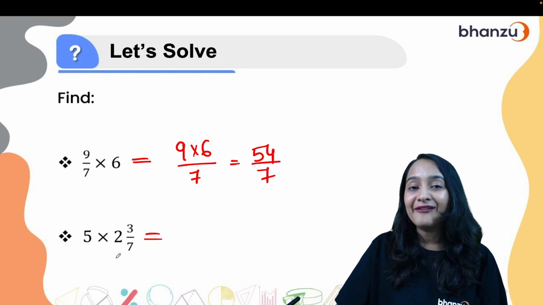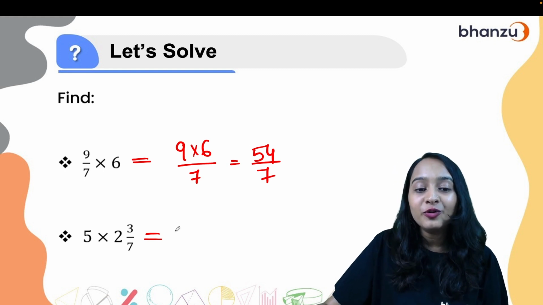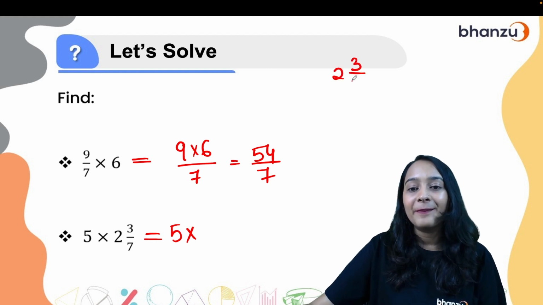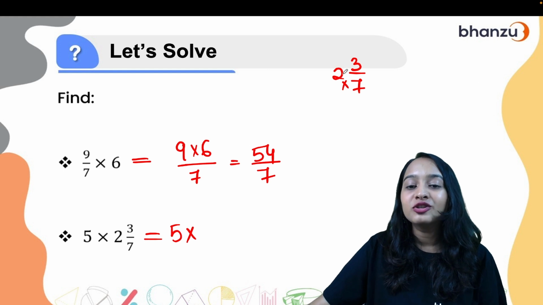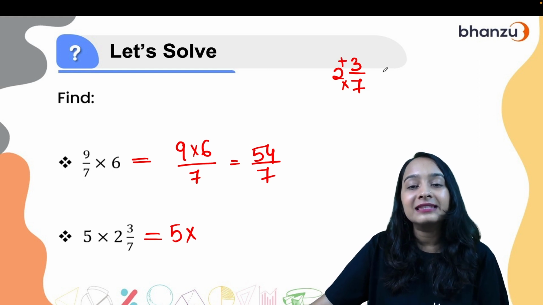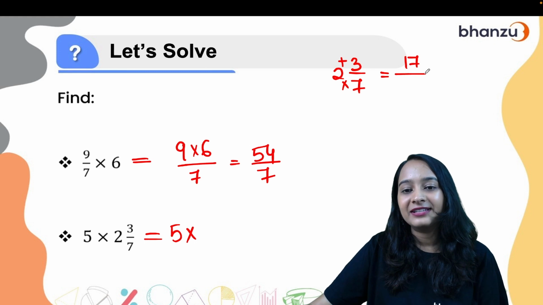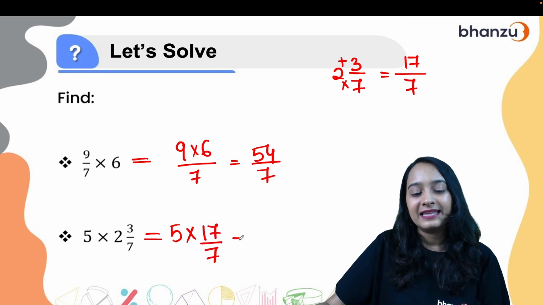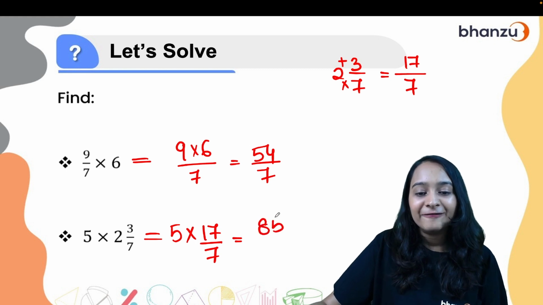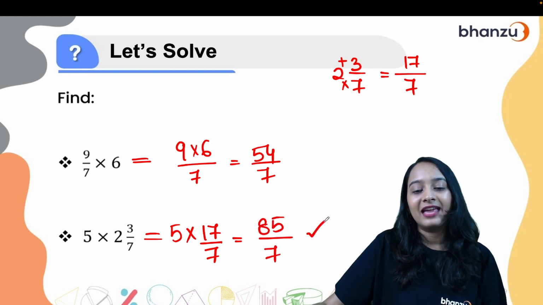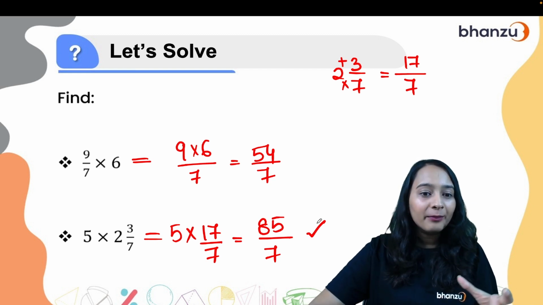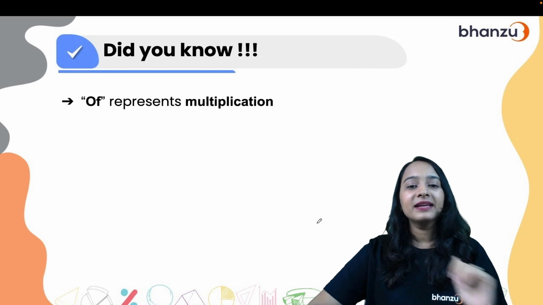Now here we have a mixed fraction. So what do we do? We first convert the mixed fraction into an improper fraction. We have 2 3 by 7. 7 into 2 is 14. 14 plus 3, 17 by 7. So you have 17 by 7. Multiplied with 5, you have 85 by 7. There you go. So this is how we multiply a whole number with a fraction or a mixed fraction.